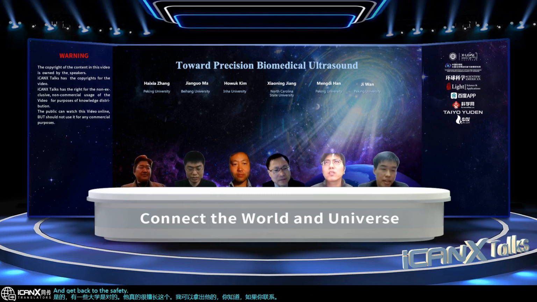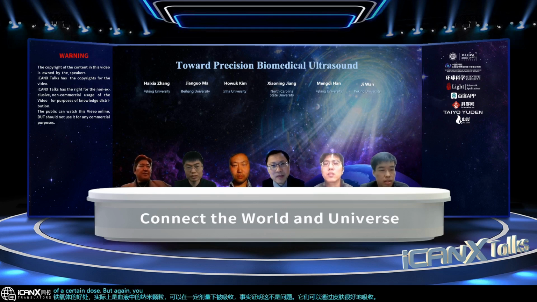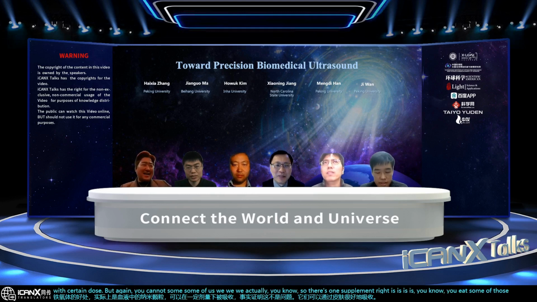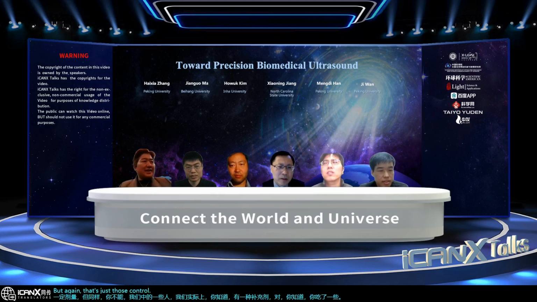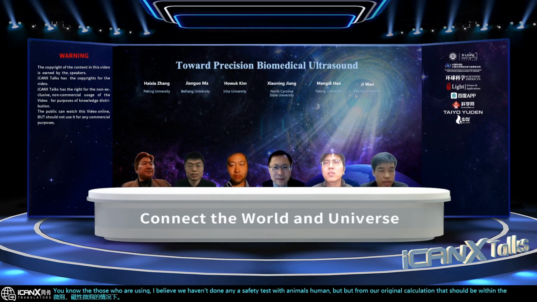Getting back to the safety concern: the good thing with iron oxide nanoparticles is that in the blood they can be absorbed at a certain dose, and it turned out not to be a concern. They can be absorbed pretty well through the circulation system. There's even a supplement where you eat some of those, but again, there's dose control for sure. With the magnetic microbubble case, we haven't done any safety tests with animals or humans, but from our original calculation, the dose we're using should be within the safe range.